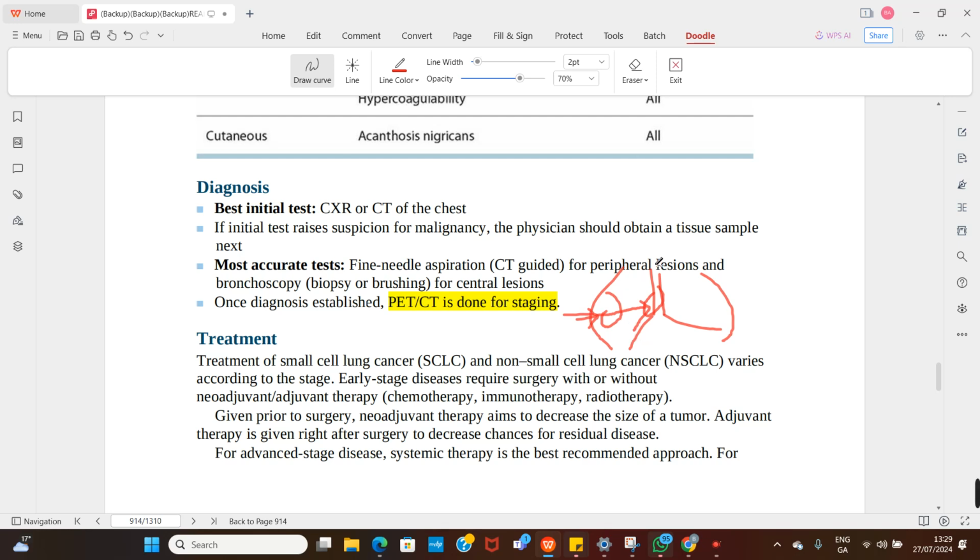So instead, you go transbronchial approach and you do your bronchoscopy, you do your biopsy, or you do your brushing. So if it's central, do your bronchoscopy and do your brushing or biopsy. If it's peripheral, do your what? Fine needle aspiration under CT guidance. Once you do that, and you make your diagnosis that, okay, this is malignancy, this is lung cancer, the next thing you want to do is to stage it. Because don't forget, we said that it spreads to the brain, the liver, and the bone. So do your PET scan, CT scan for your staging.